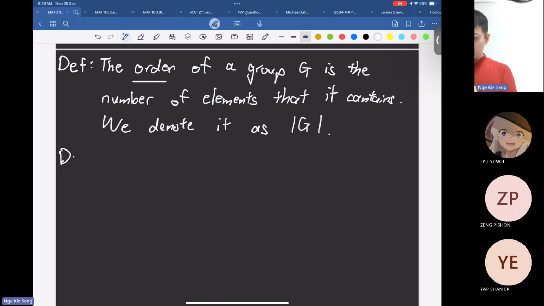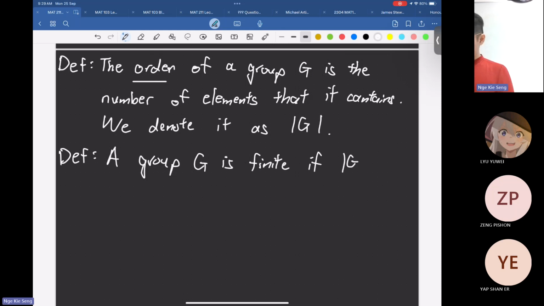Next, a very easy one: what's a finite group? A group is finite if the cardinality, or the order of the group, is less than infinity, and infinite otherwise.